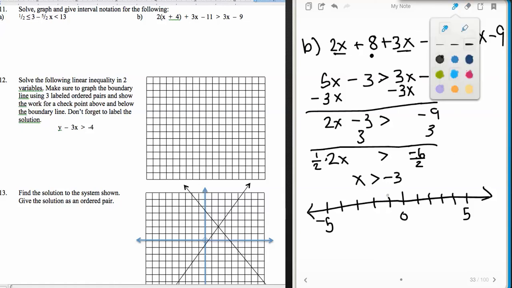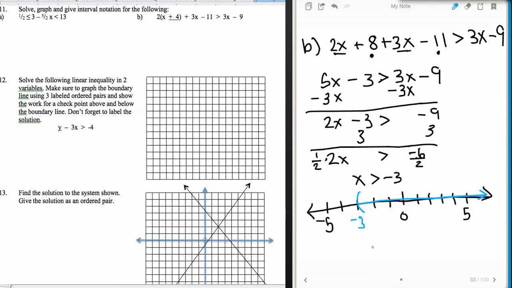And we have our endpoint, which is -3. It's right here. It is not included because we have this in standard form, a variable on the left and the number on the right. It tells us exactly what our solution looks like. It starts there and it pushes on to the right.